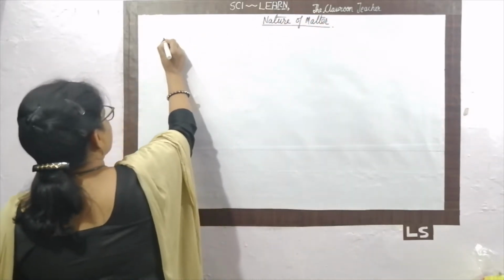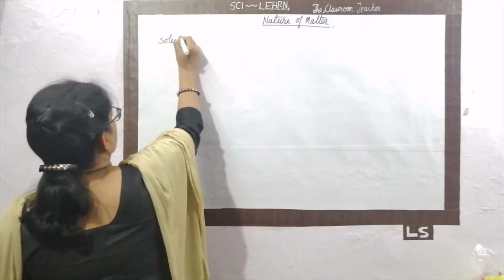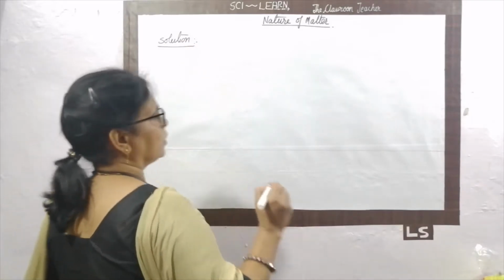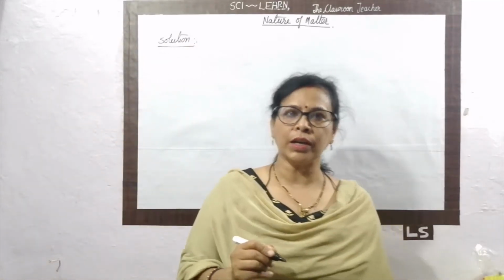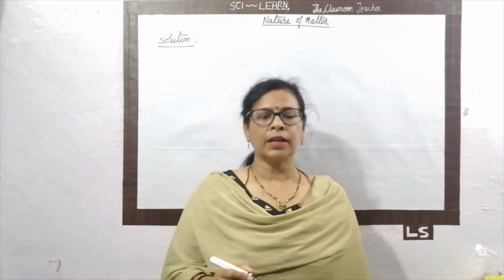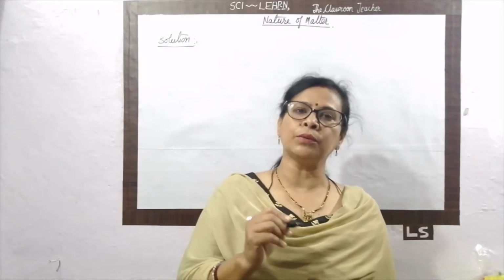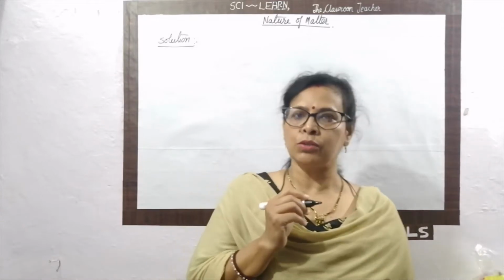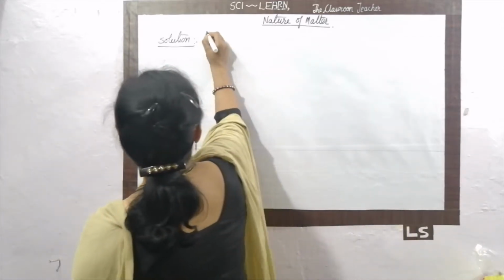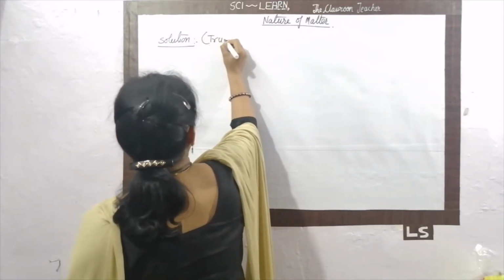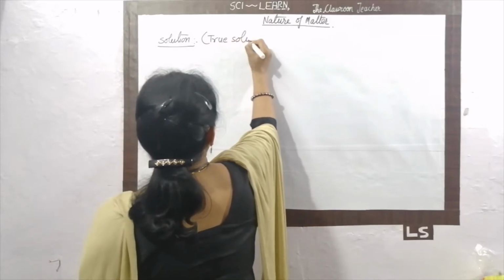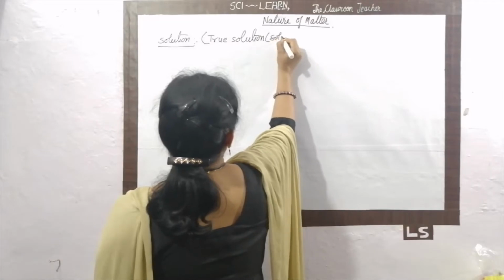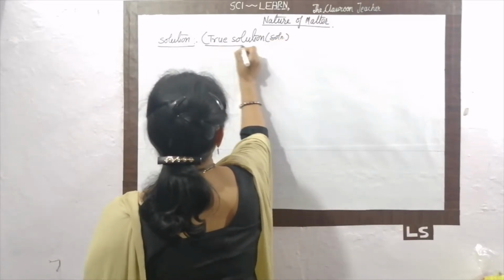The first topic in the second section is the solution. Now, you know very well the solution basically is of two types. One is called the homogeneous solution and the second is called the heterogeneous solution. Today, we are going to study more about the solution. Solution is also considered as true solution.